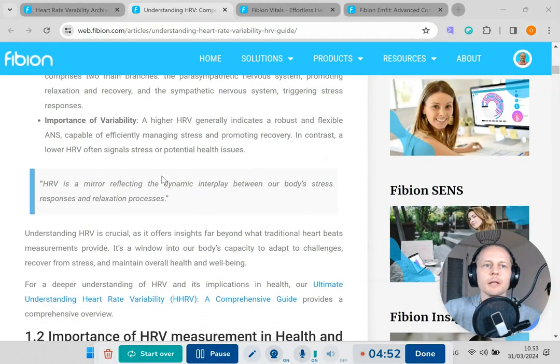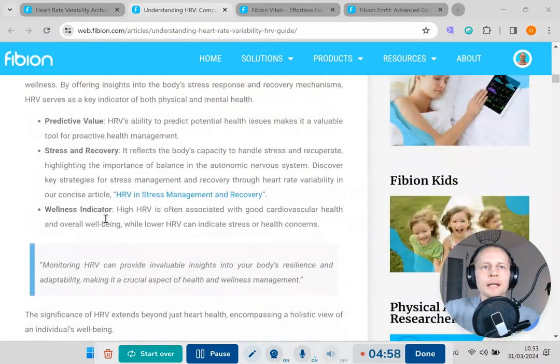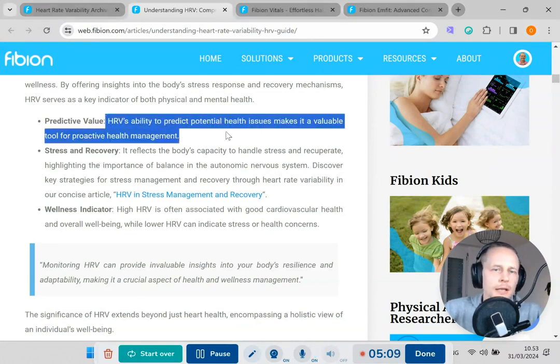And then if we look into the importance of heart rate variability measurement in health and wellness, there is the predictive value of heart rate variability. So like I said, we would like to see a lot of variability. If we don't see it, it is predicting potential health issues. So it is a good predictive tool.